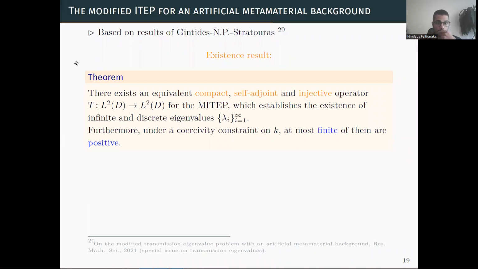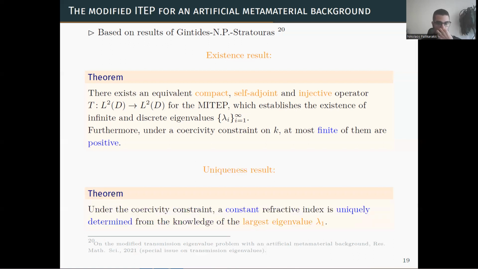And in this paper, we prove that there exists an equivalent compact, self-adjoint and injective operator between L2 and L2 for this modified interior transmission problem I said before. And this establishes the existence of infinitely many discrete eigenvalues, which also have to be real valued because the problem is self-adjoint. And also, under a coercivity constraint, a smallness constraint on the wave number, we prove that at most finitely many of them can be positive. And the rest of the spectrum converges to minus infinity.